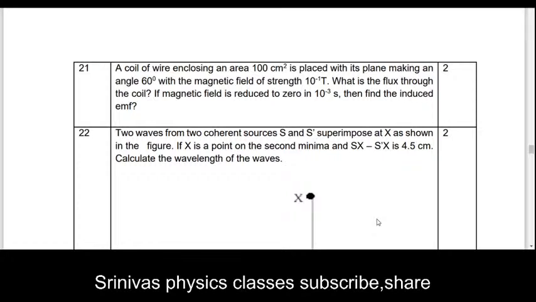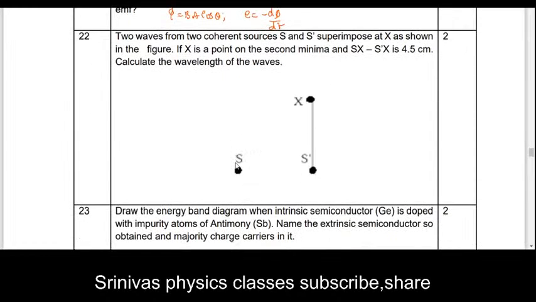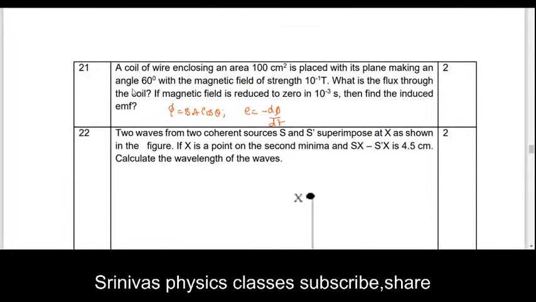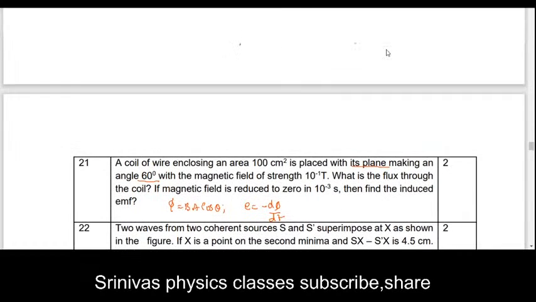Next question they are asking. Just use the flux formula BA cos theta to find this, and the induced EMF formula d phi by dt. But here theta should not be 60 degrees. What they are asking here, we will see once we go for the solution, because it is a problem.